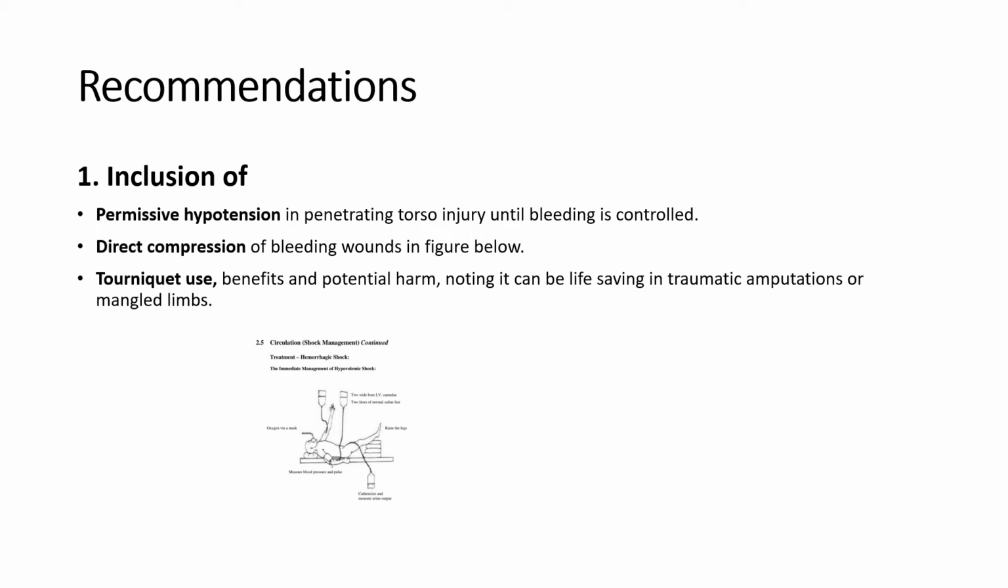My first recommendation is that there be inclusion of permissive hypotension in penetrating torso injury until bleeding is controlled. I don't see any mention of direct compression of bleeding wounds, and this should be, I believe, in the figure below. And the use of tourniquet, though controversial, has its specific benefits in traumatic amputations and mangled limbs, and this is something I wish that we can discuss to see if it's included.